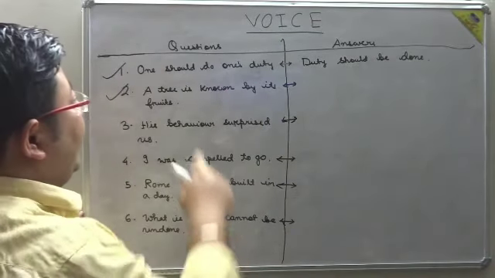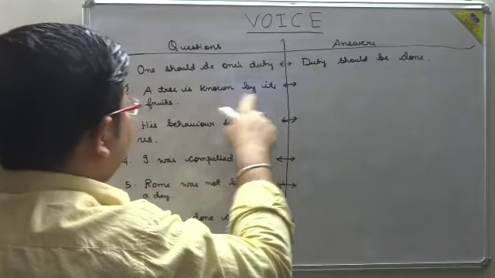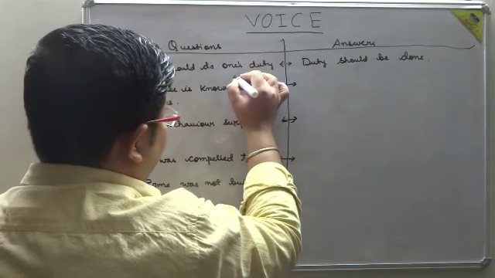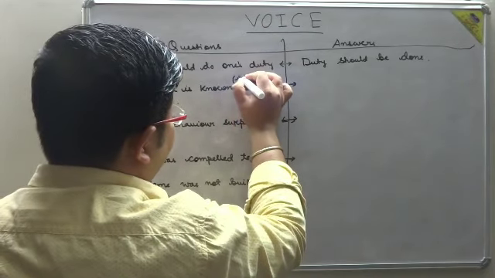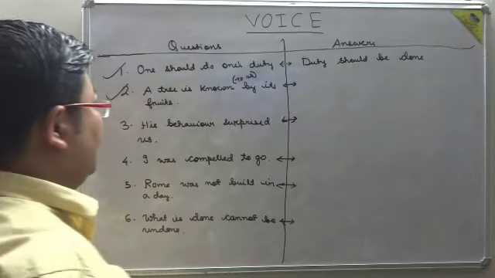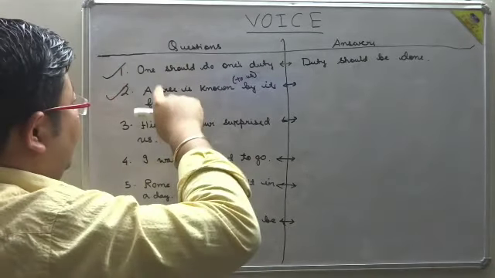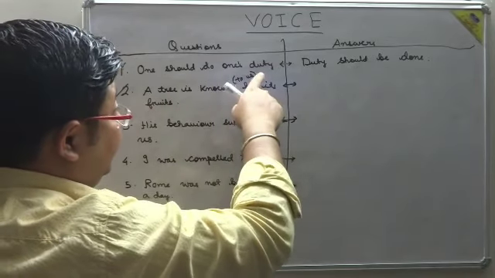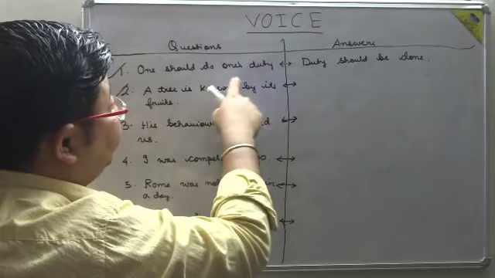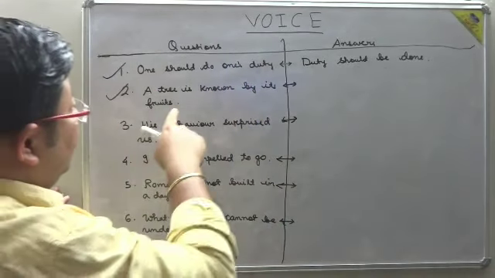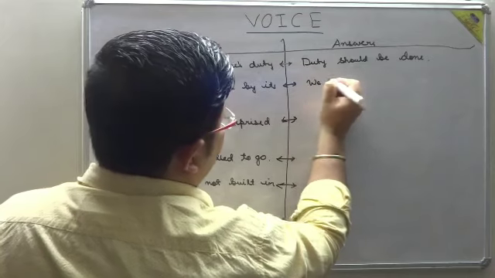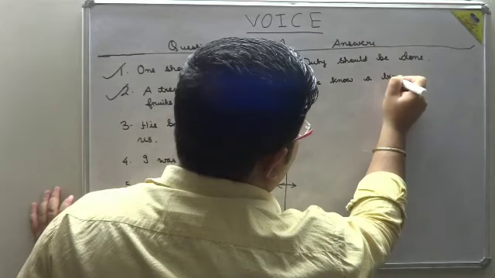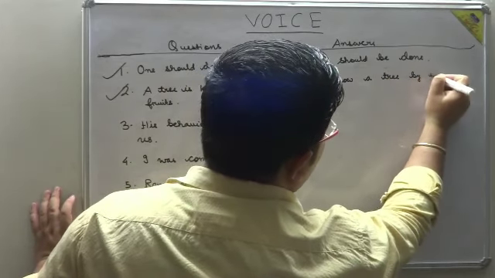Second one, a tree is known by its fruit. A tree is known, it is not given in the question, it is omitted here, to us, suppose, or to people. We know a tree is known to us by its fruits. If it is not written also, I will assume it as to us. So I will write it as we know a tree by its fruits.